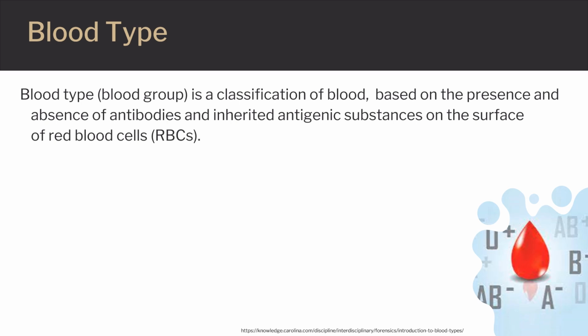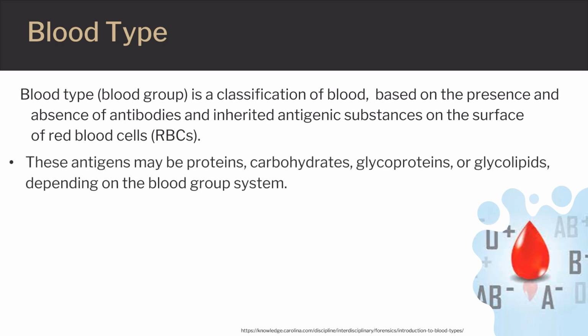A blood type, also known as a blood group, is a classification of blood based on the presence and absence of antibodies and inherited antigenic substances on the surface of red blood cells, RBCs. These antigens may be proteins, carbohydrates, glycoproteins, or glycolipids, depending on the blood group system. Some of these antigens are also present on the surface of other types of cells of various tissues.